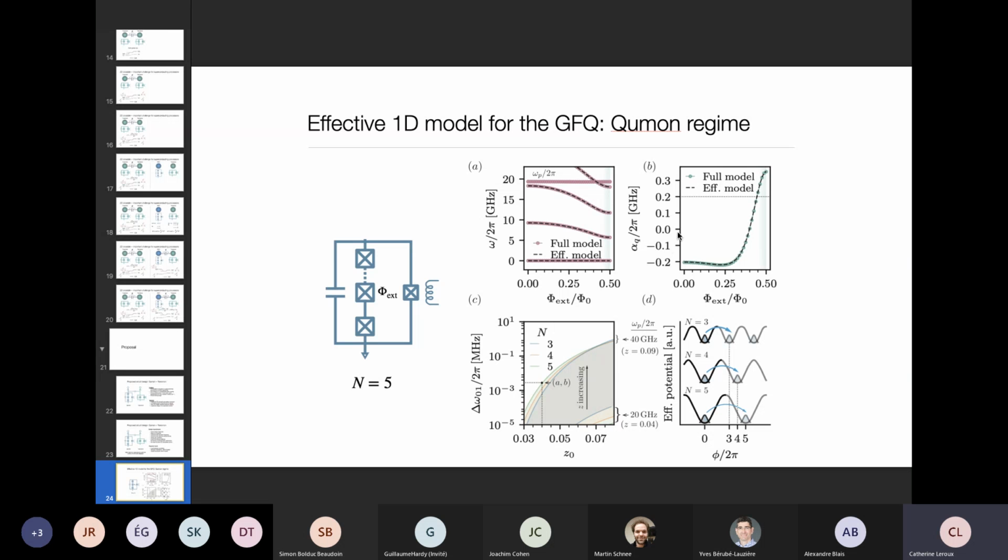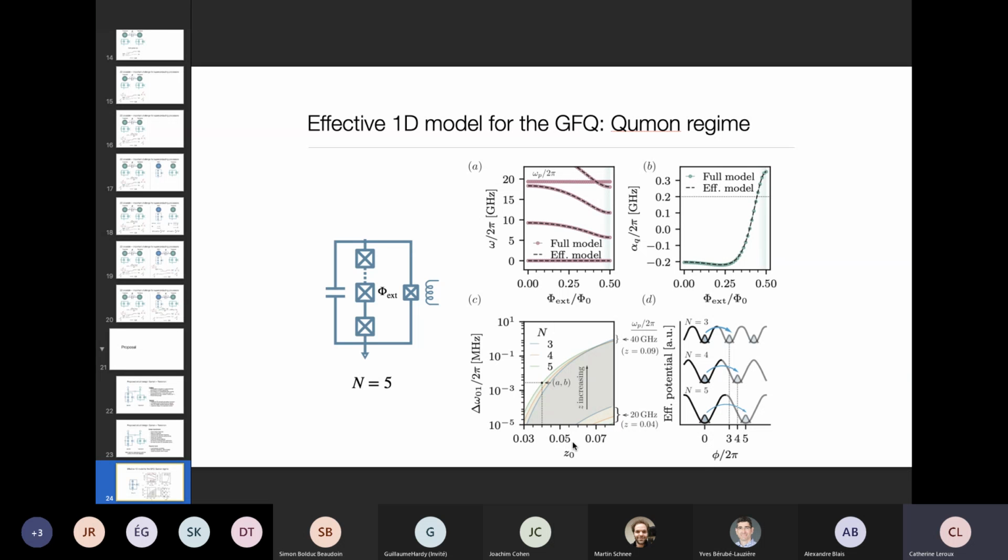And then in panel B, you see the anharmonicity of the Qmon. So again, it's just the difference in energy between the second and first level, minus the energy between the ground state and the first level. And you clearly see that near half a flux quantum, we have a strong positive anharmonicity, and this is where we want to work.